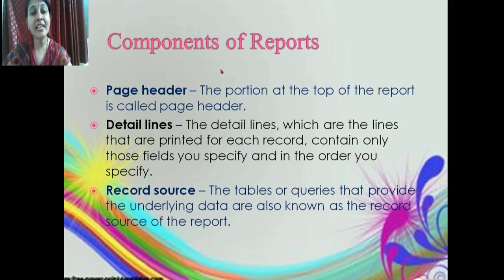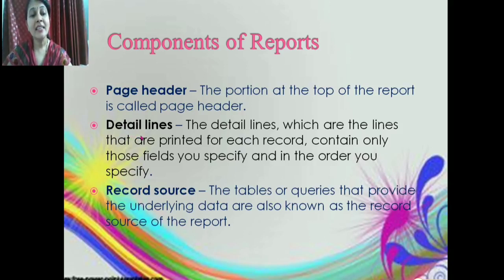This section contains the information that generally appears on the cover page, such as logo, title, or a date. Report header generally appears on the first page of the report. And next is page header. The portion at the top of the report is called page header. Below the report header, the page header will be there. And below the page header, detail lines.